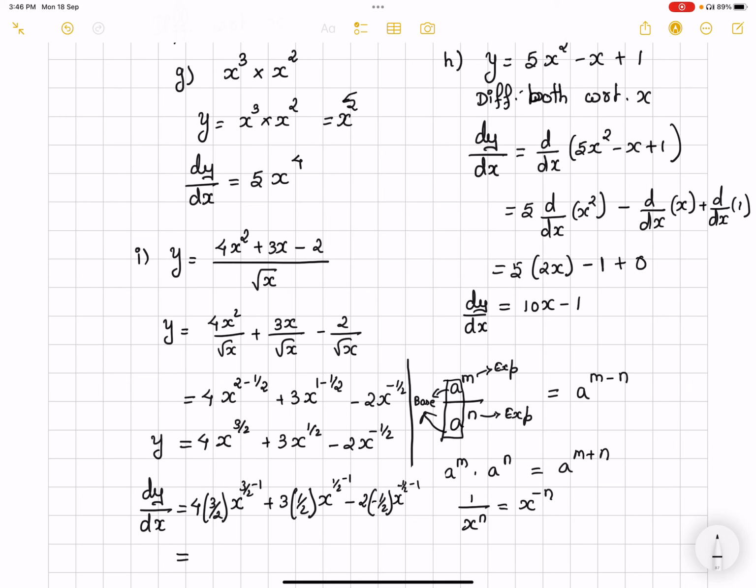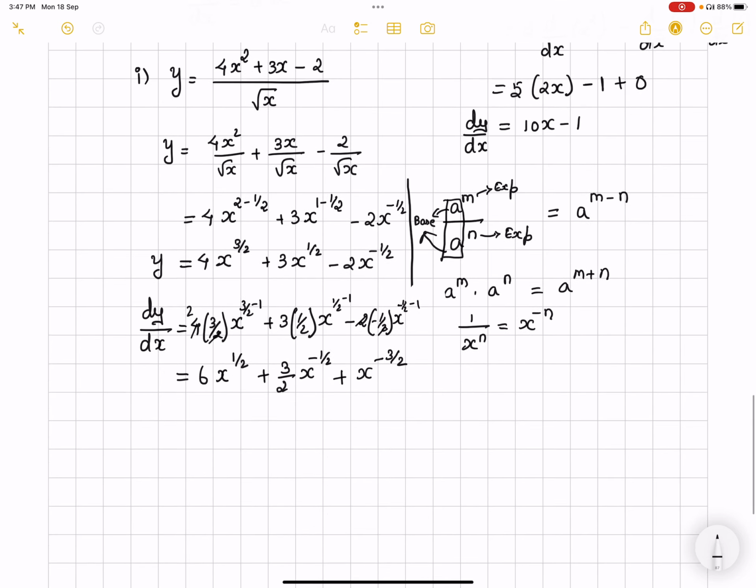Now we will go with simplification. We would be having 6 x to the power 3 minus 2, which is going to be 1, so it's going to be 1 by 2. Then here plus 3 by 2, x raised to the power minus half, and then here minus minus becomes plus, and then even 2 gets cancelled. So plus x to the power minus 1 minus 2 by 2, so it's going to be minus 3 by 2. That's it. It's been done. This is my dy by dx.